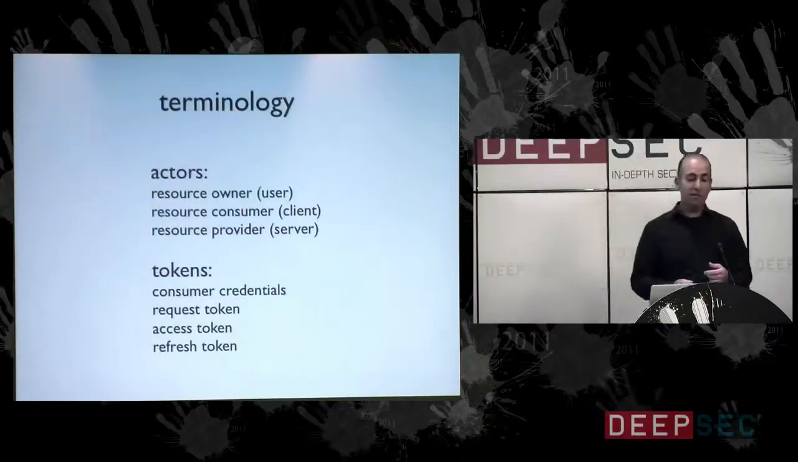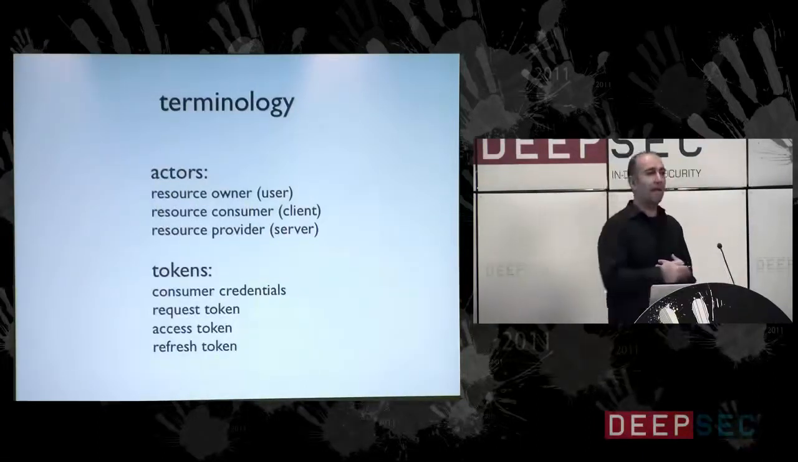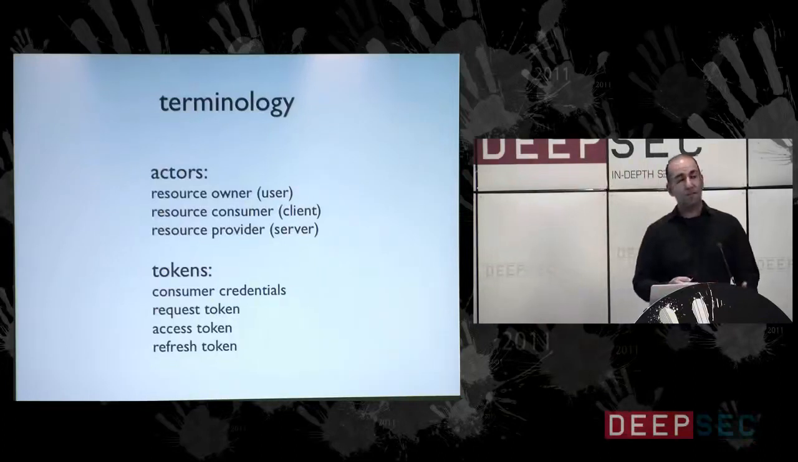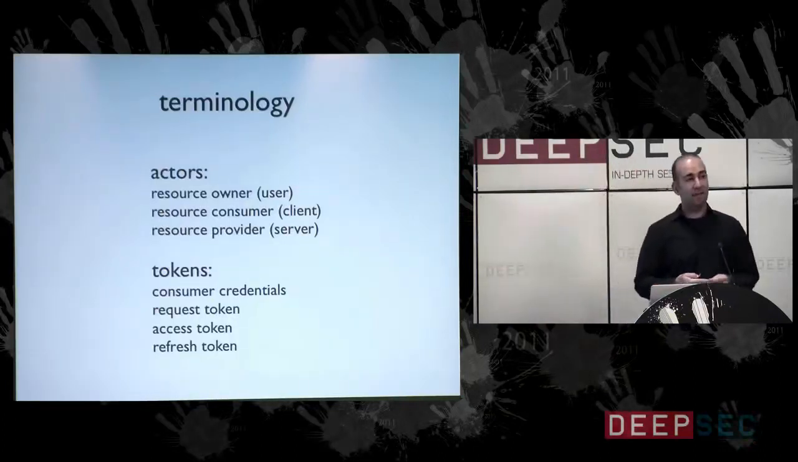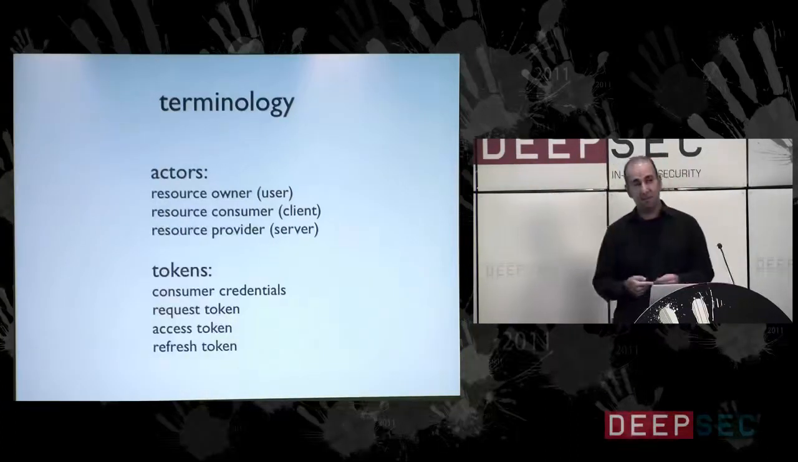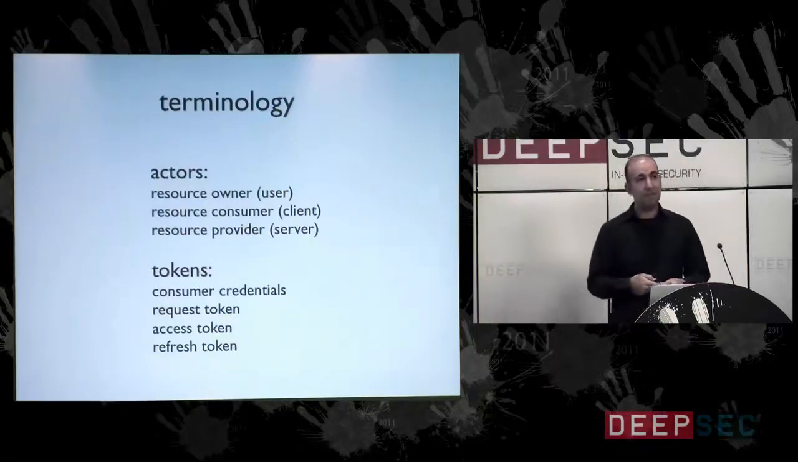So to provide some context, every OAuth flow has some key actors. So there's a resource owner, that's us, we want to share something, we want to access the content or something like that. And there's a resource consumer, which is the client that wants to access something on your behalf. And there's a resource provider, which is also known as a server, that contains or holds that content on your behalf.